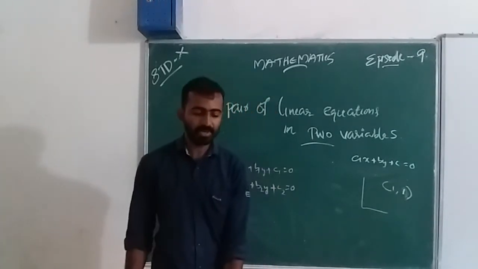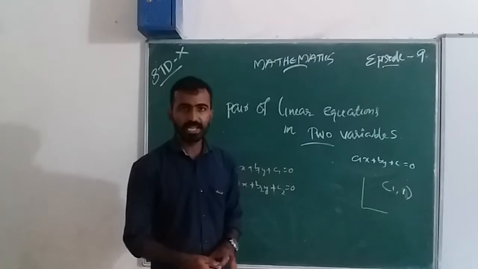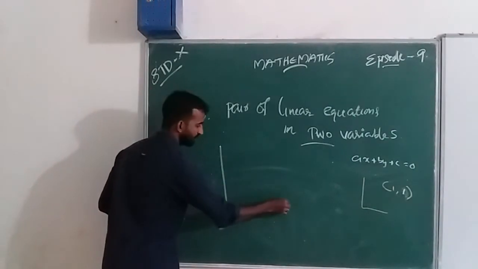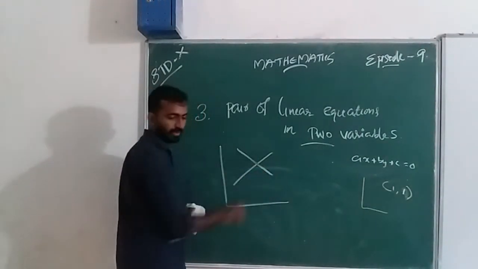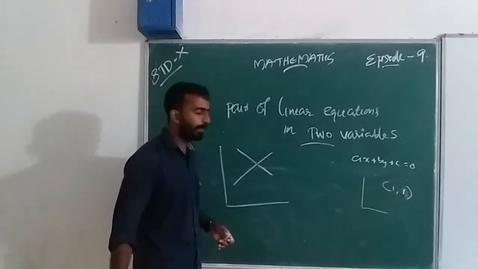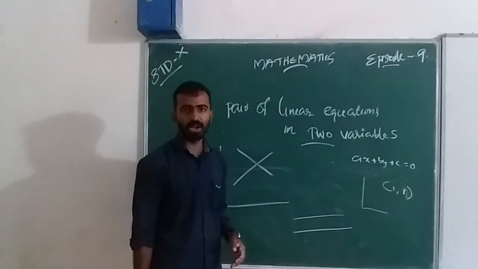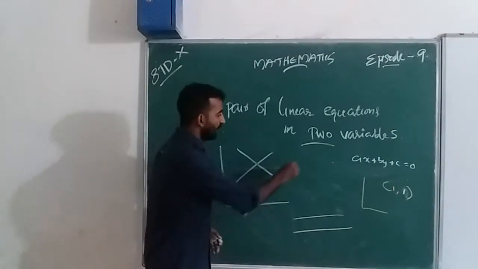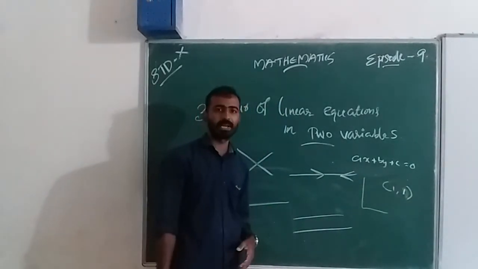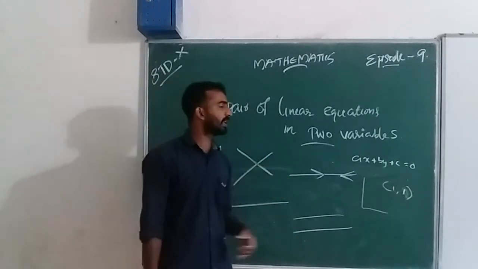What can possibly happen? The first is that the two lines intersect at one point. When we draw a graph, the two lines intersect at one point. Maybe the lines don't intersect, that is, the lines are parallel. And what is the next? The lines will be coincident. These three types of graphs we get in a two variable graph.